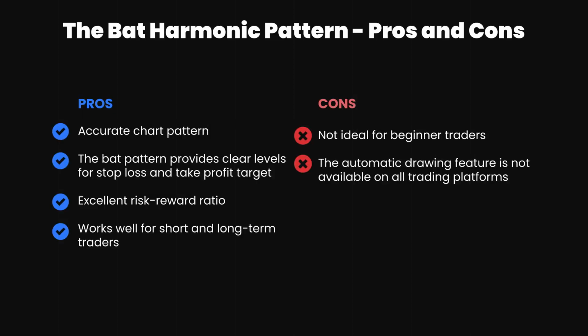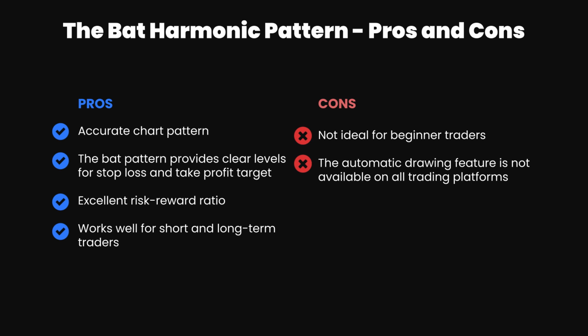Here are the key pros and cons for the BAT harmonic pattern. First, the pros. It is an accurate chart pattern. Also, the BAT pattern provides clear levels for stop loss and take profit targets. It gives us a specific way into and out of the market. Also, the BAT harmonic pattern often provides excellent risk versus reward ratios. This makes it a highly lucrative pattern to be trading in the live market. And lastly, the BAT harmonic works well for short-term and long-term traders alike.